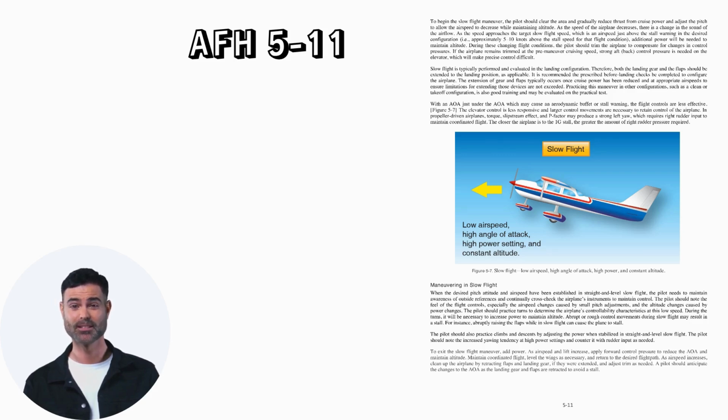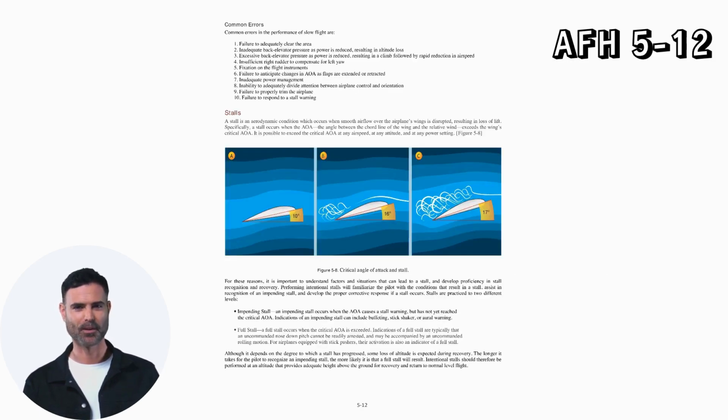A pilot should anticipate the changes to the AOA as the landing gear and flaps are retracted to avoid a stall. Common errors. Common errors in the performance of slow flight are: 1.